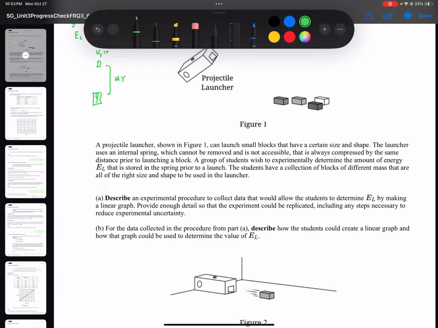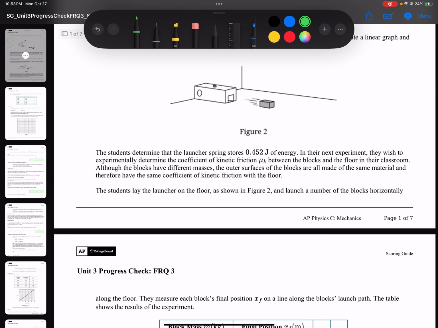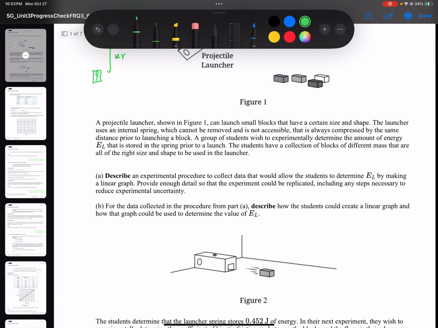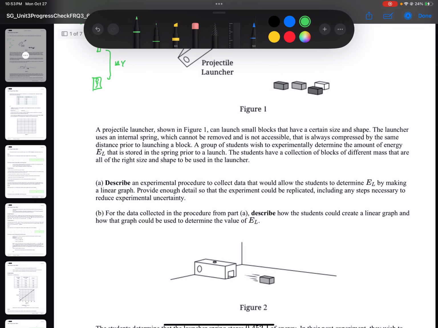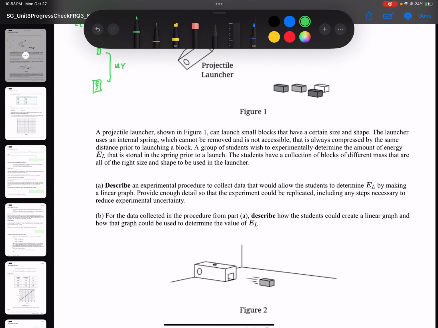So measurements, we took mass and height, and we're going to use that to actually come up with a plot. So here we have to actually create a plot. So for the data collected in the procedure from Part A, describe how the students would create a linear graph and how that graph could be used to determine the value of the energy of the launcher. All right, so this one here it's not too tricky, but the fact that it has to be a linear graph, you have to kind of be careful with what you choose for your axes.